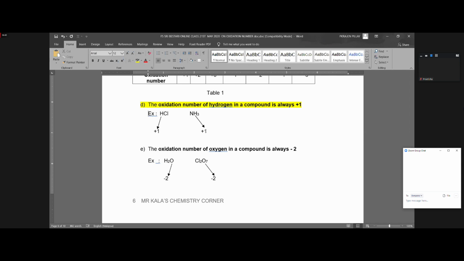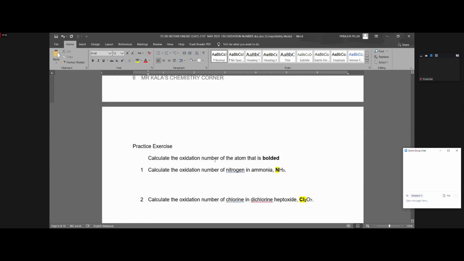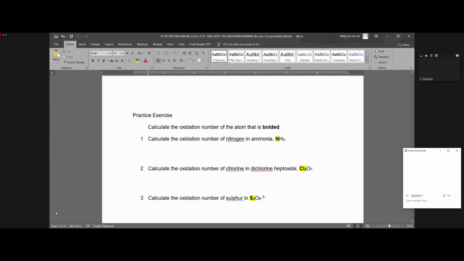A simple calculation. And the last one is the oxidation number of oxygen in a compound is always -2. Again, a compound of oxygen is H2O, so here it is -2. Here is Cl, this is a compound of chlorine, but the oxidation number of oxygen is -2 because it's a compound containing oxygen. So we have 5 rules. Very simple. Now what we're going to do is calculate. I'm going to show you a few, then you can do it.